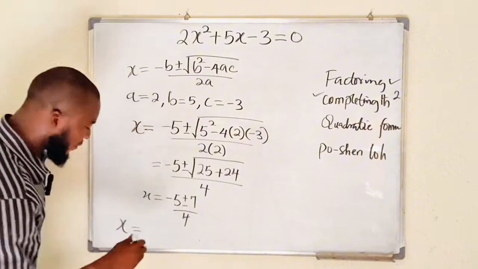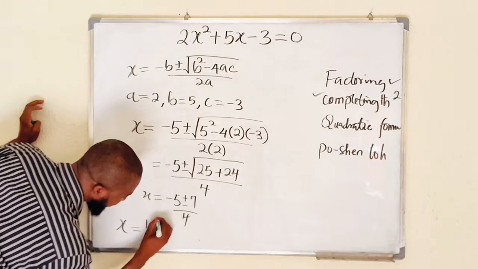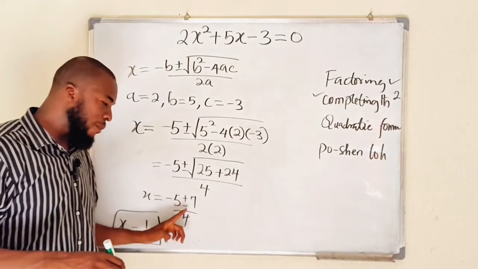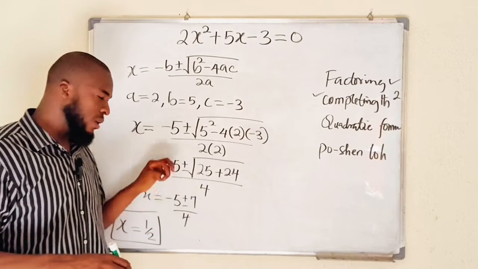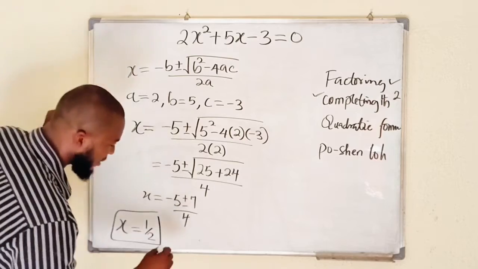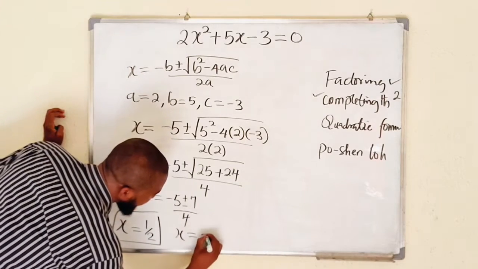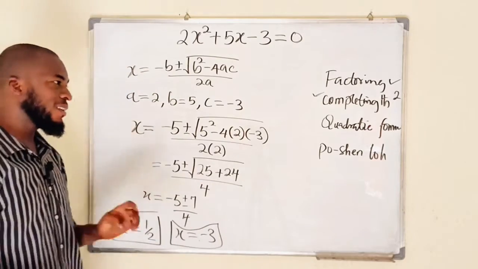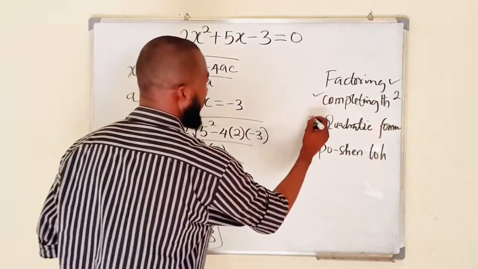2 over 4 is 1 over 2. One solution, that is the first solution. Then we use the minus sign. Minus 5 minus 7, minus 12 divided by 4. Minus 12 divided by 4 is minus 3. Or x equal to minus 3. These are the two solutions we have. Exactly the same, right? So we are done with this one.